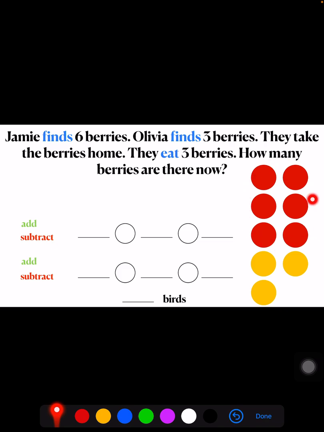I have 6 for Jamie and 3 for Olivia. I'm going to be adding these together to find out how many berries they have together. If Jamie has 6 and Olivia has 3, 6 plus 3 is 1, 2, 3, 4, 5, 6, 7, 8, 9. They have 9 berries all together. I did my first step. I made my number sentence. I did my second step and I solved it. Do you remember what my third step is?